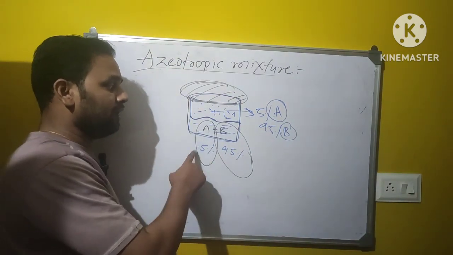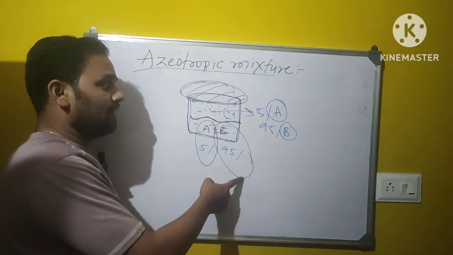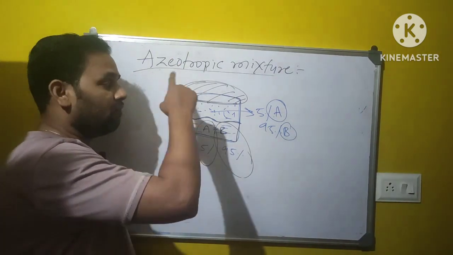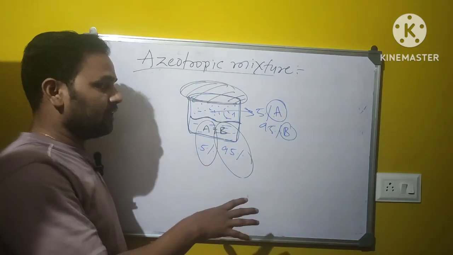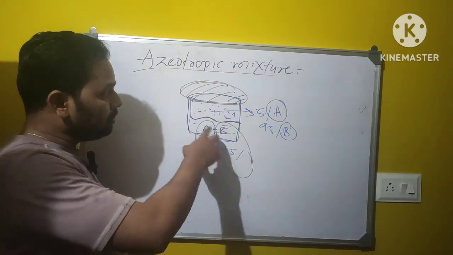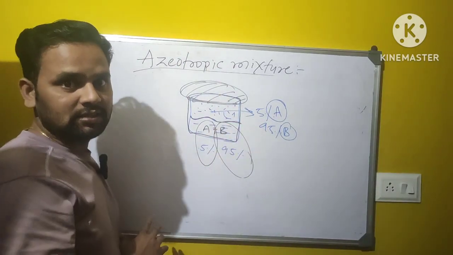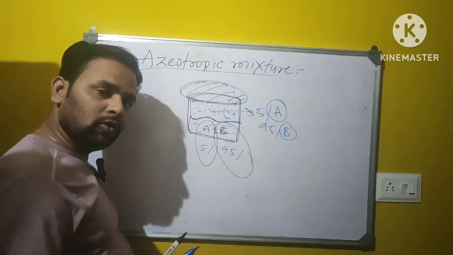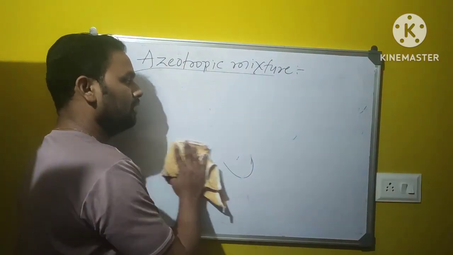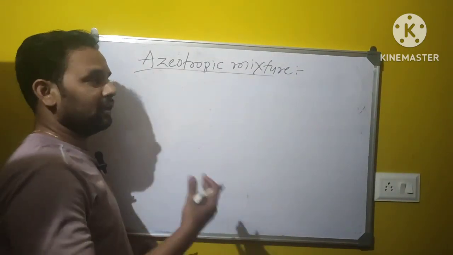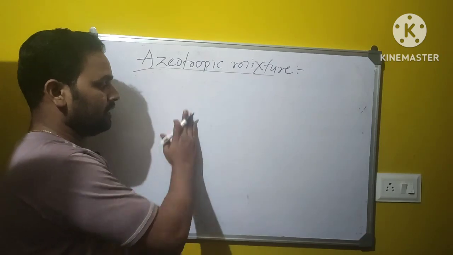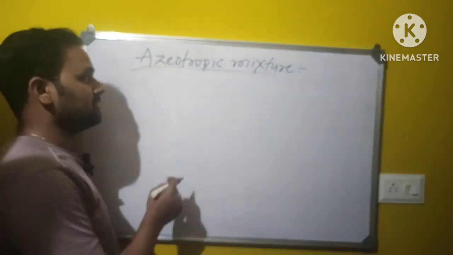When you take these two in a fixed ratio, at that time the boiling point of those two liquids is constant. At one particular temperature, those two will vaporize. I hope you understood this. And now, by taking chemicals, I'll give an example and explain the concept.